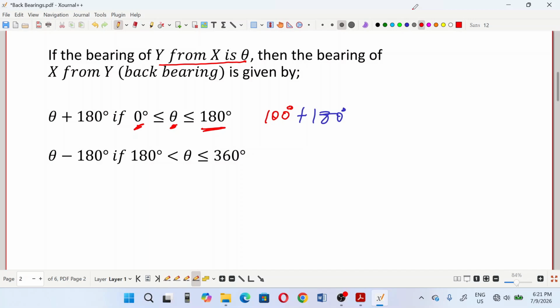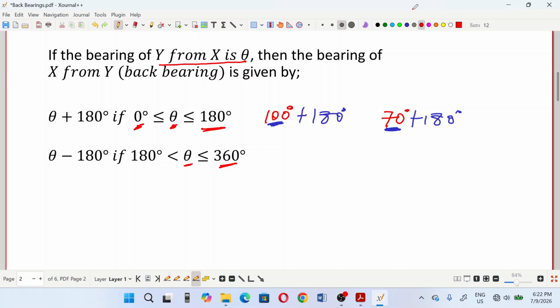For example, if the theta that was given in the question was, say, 70 degrees, then the back bearing will just be 70 degrees plus 180 degrees, because the theta that's given is less than 180. But if the theta that was given is greater than 180 but less than or equal to 360, then it says theta minus 180 degrees.